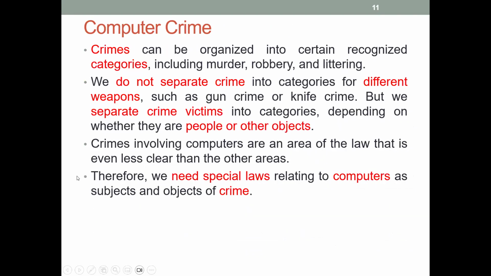Okay, the next one: computer crimes. I don't need to explain much about computer crimes.